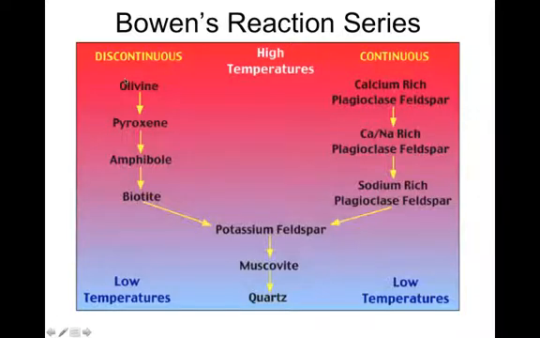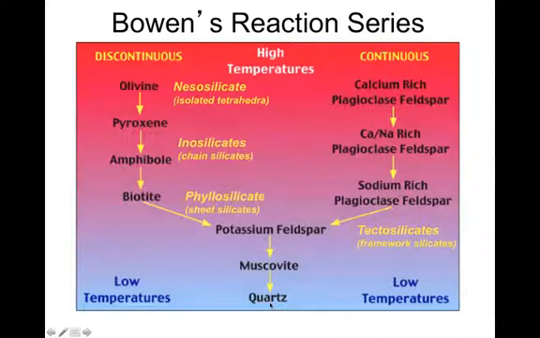And what we see is that olivine and pyroxene and amphibole are the first to crystallize out, along with the more calcium-rich plagioclase feldspars. And then as the melt cools, you get biotite and more sodium-rich plagioclase feldspars. Then the potassium feldspars, muscovite, and quartz, with continued cooling and crystallization.